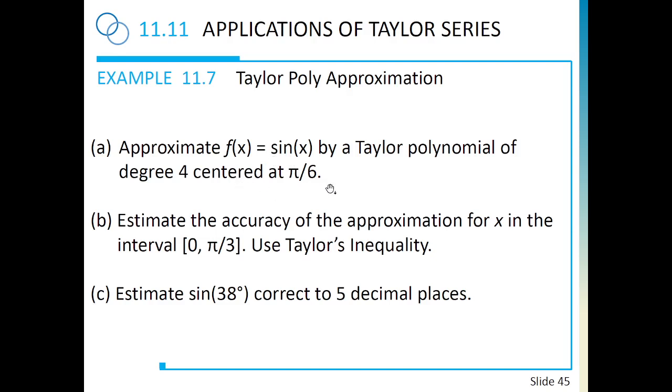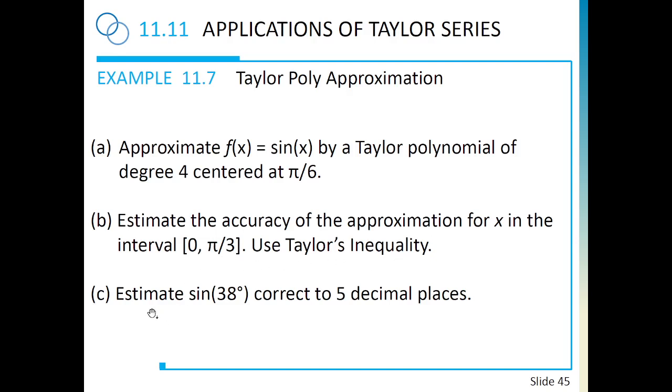So again, we will need to compute some derivatives. The second part of the question asks us to estimate the accuracy of the approximation that we just found with the polynomial degree 4. And we need to find that estimate of the accuracy on the interval 0 to pi over 3. So that will be something important to take into consideration. We will see how to do it, and obviously we are going to use Taylor's inequality for that.